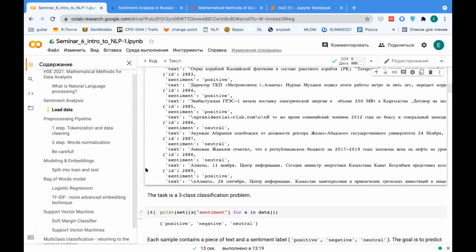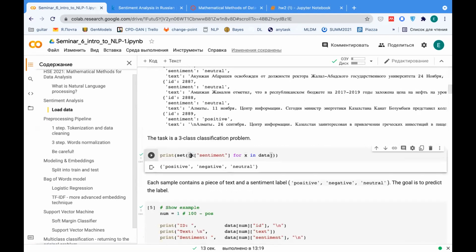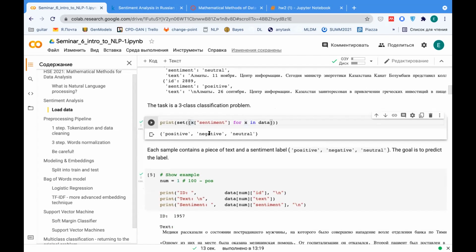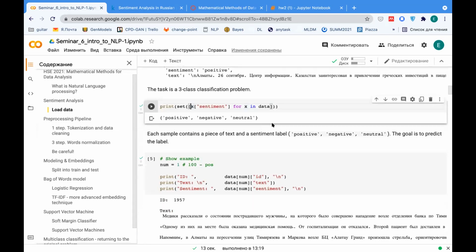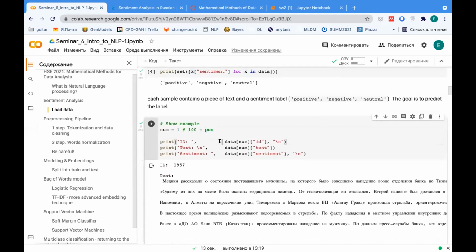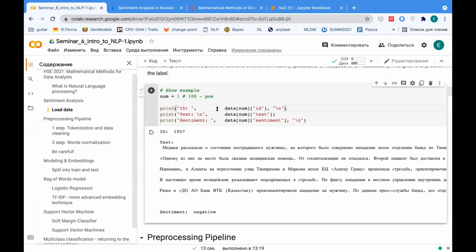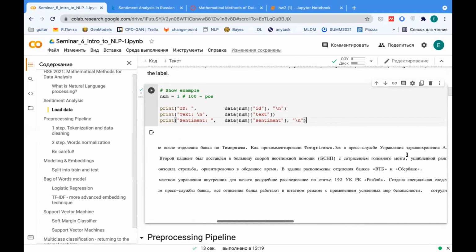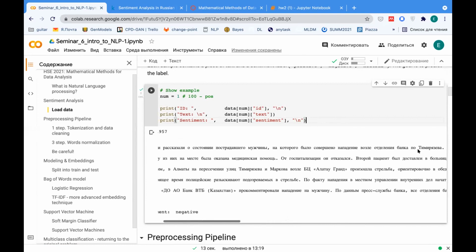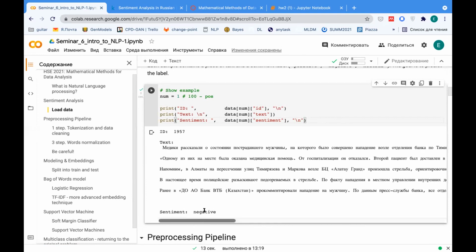And let's analyze it. So our task is actually a 3-class classification problem. We have 3 classes: positive, negative, and neutral. Let's look again at our data. So we have again ID, text, and sentiment. We can look closer at our text. So we can see that it's something about some criminal, I guess. And we have some information about it, so it's probably negative news.